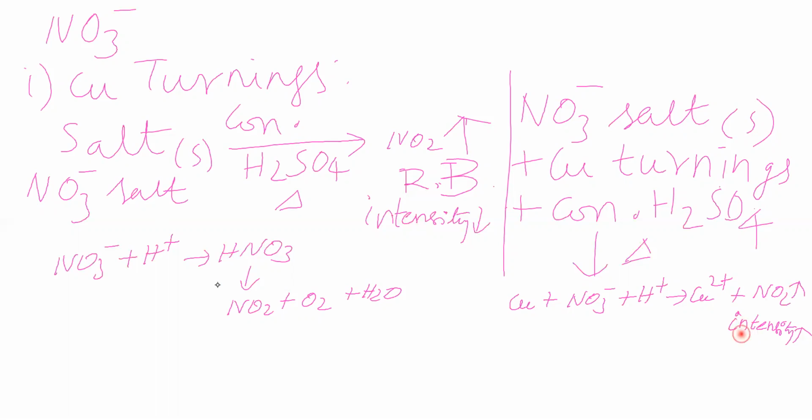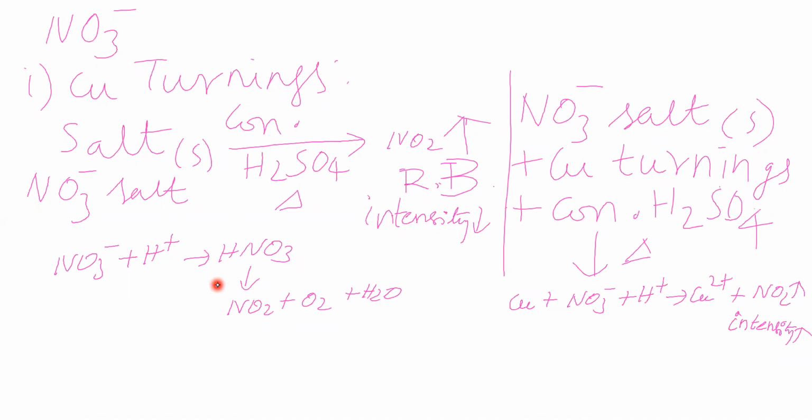So here dark red brown fumes are coming. Here light intensity fumes are coming. This test is called the copper turnings test, because we are adding copper turnings. Copper turnings is nothing but copper wire made into small pieces and added into the test tube.